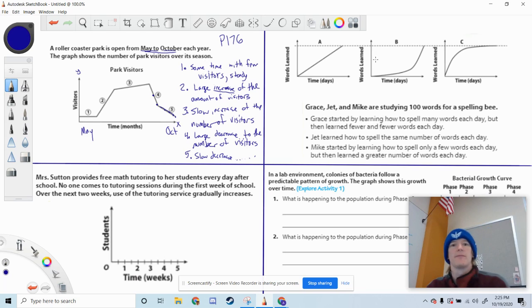So in this section, we're going to be looking at graphs, and we're going to be analyzing these graphs. And analyze means to read it, to understand it.